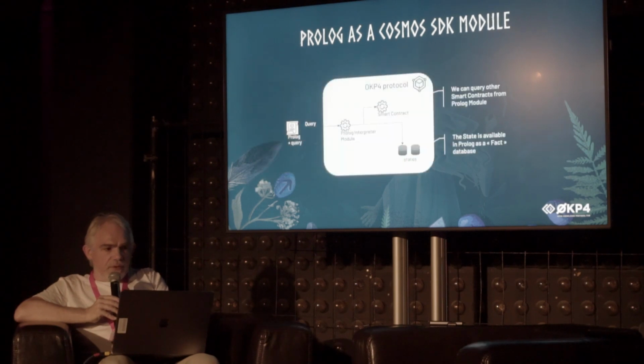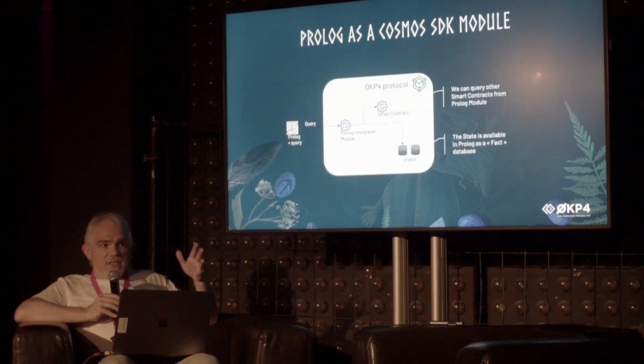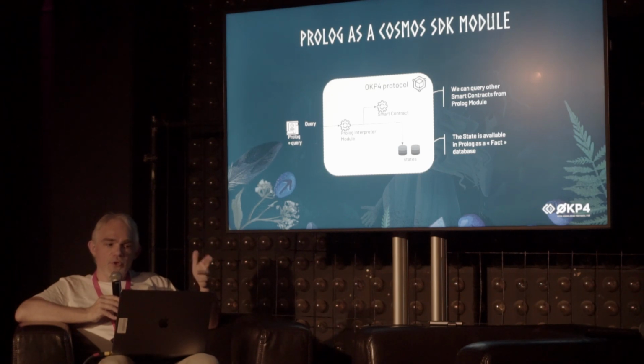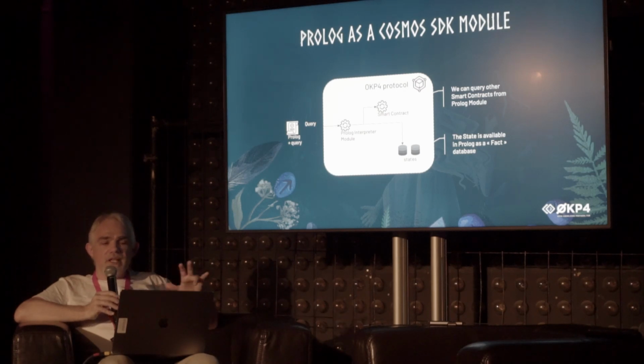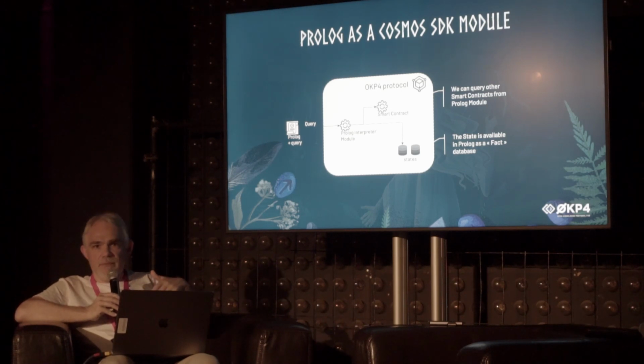Okay, so it behaves like a Cosmos SDK module: you can submit a query and get a response back. And of course, using the chain-specific predicates on the modules, we are able to interact with smart contracts and retrieve the whole state of the blockchain. It's very interesting because if you want to know about some business rules which depend on the state, or which depend on the response of another smart contract, we are able to do that.